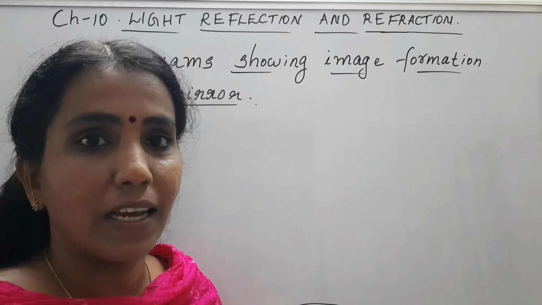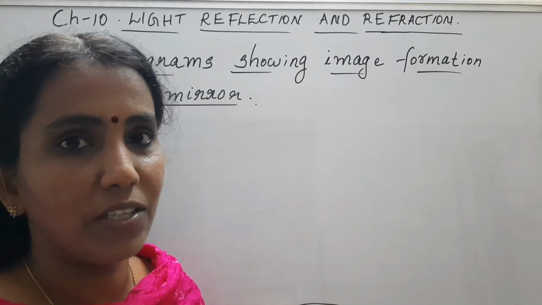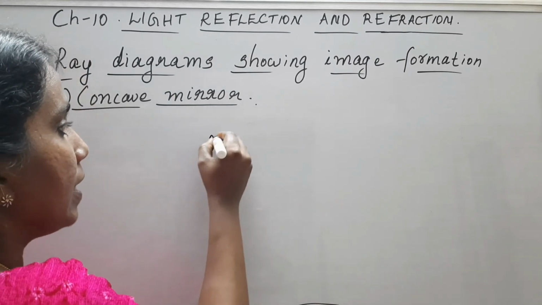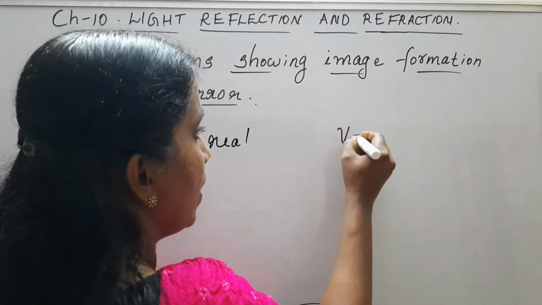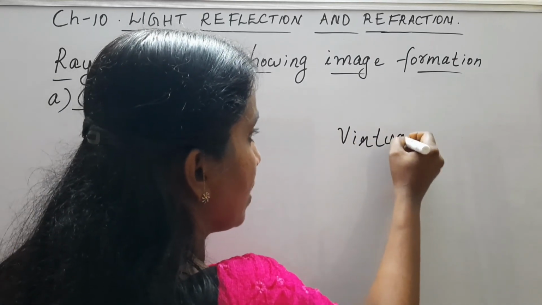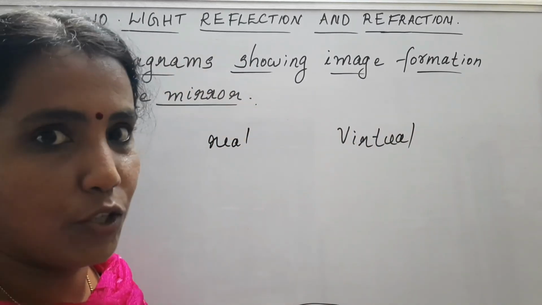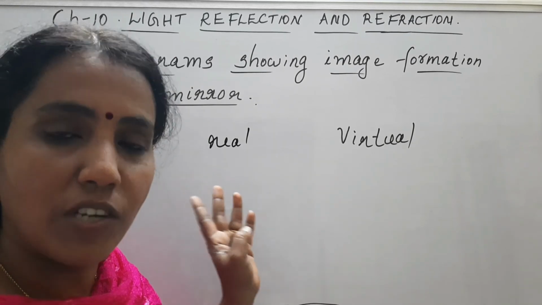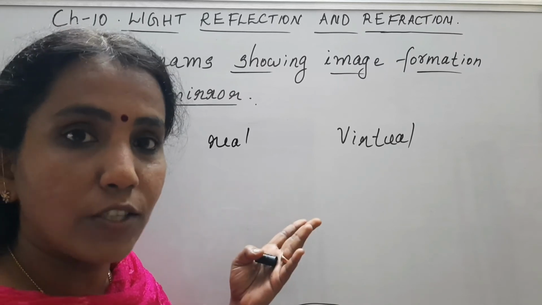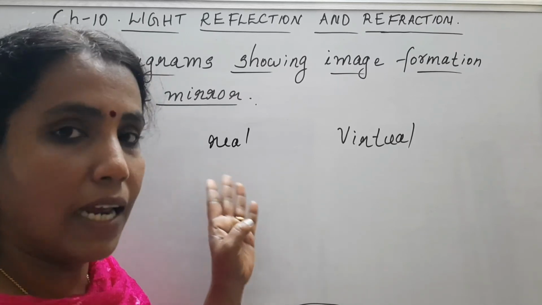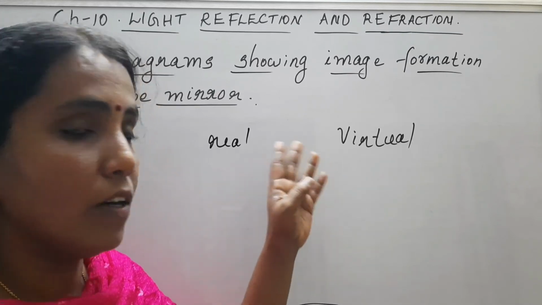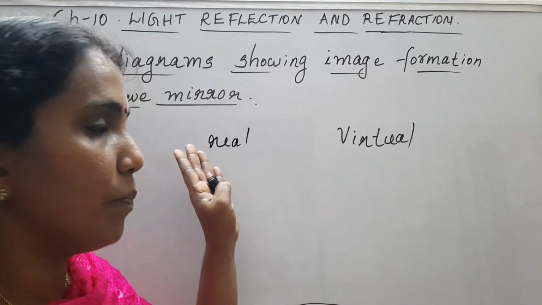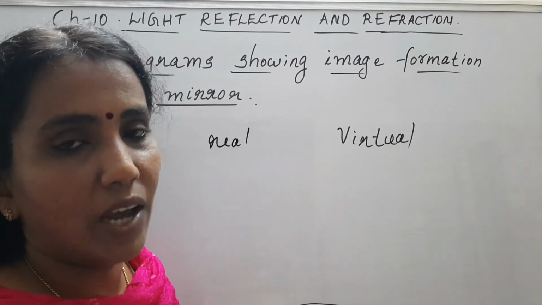So we will be discussing how real images and virtual images are formed. Generally there are two types of images, real image and virtual image. Real image means the image is formed really, or it can be focused on a screen. You can focus real images on a screen, whereas virtual images cannot be focused on a screen. So this is the main difference between real image and virtual image.